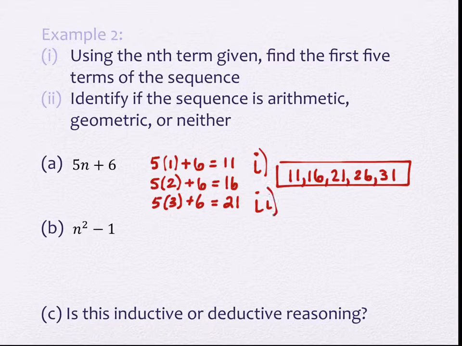The second thing we're supposed to do is to decide, is it arithmetic, geometric, or neither? So what do you think? Okay, so Amy says arithmetic. Do you guys agree? Yeah. So why is it arithmetic? You're adding 5. You're adding 5 every time.